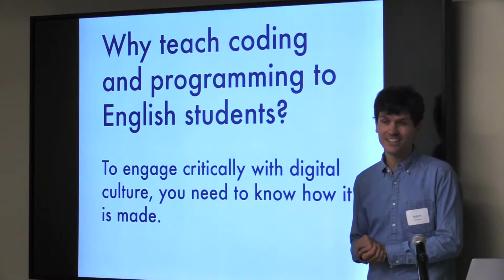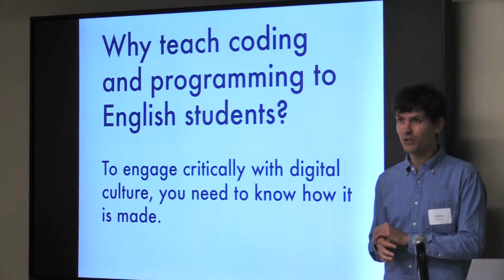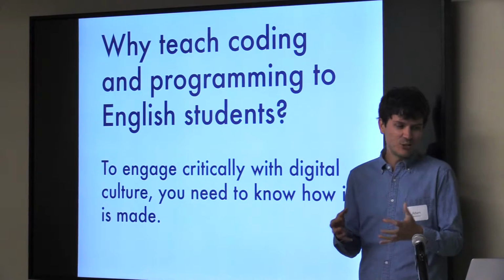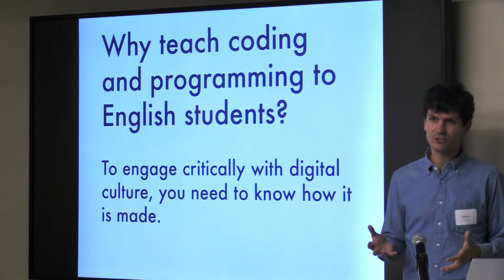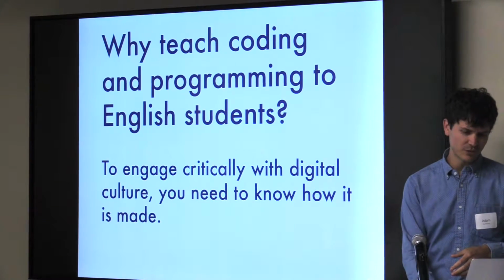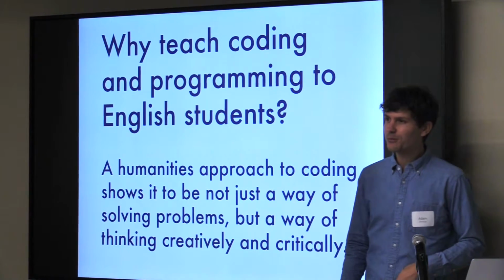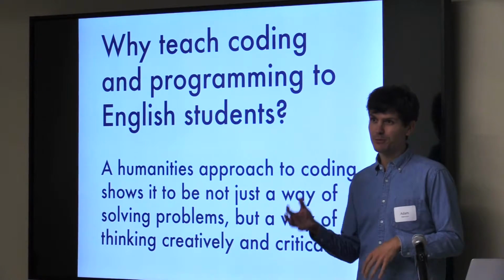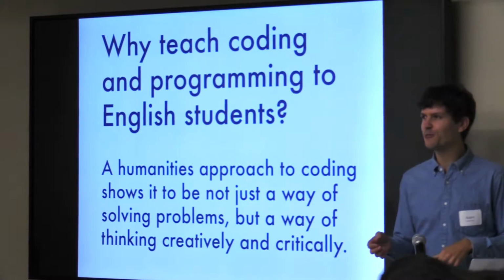It's just a fact. To engage critically, which is what we are supposed to do in the humanities, with culture means you should know how it's made. You can't engage critically, intelligently with digital culture unless you have some sense of how it's actually constructed. And if you approach coding and programming from a humanities perspective, you actually approach it in a different and better and more interesting way.